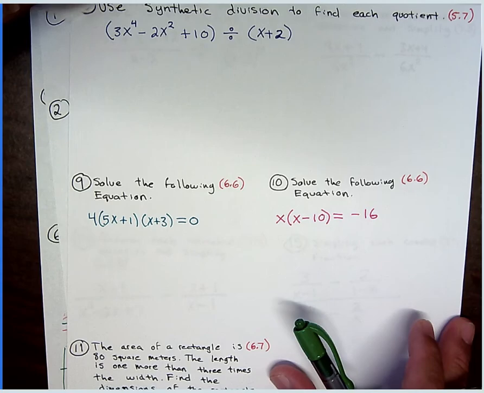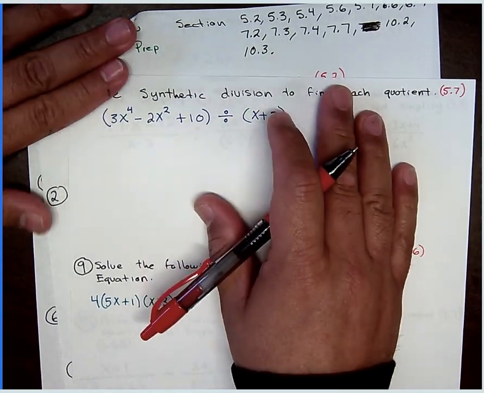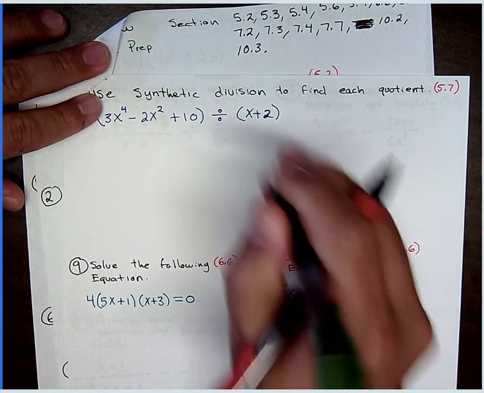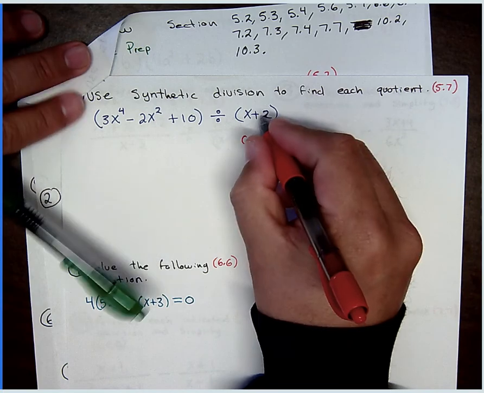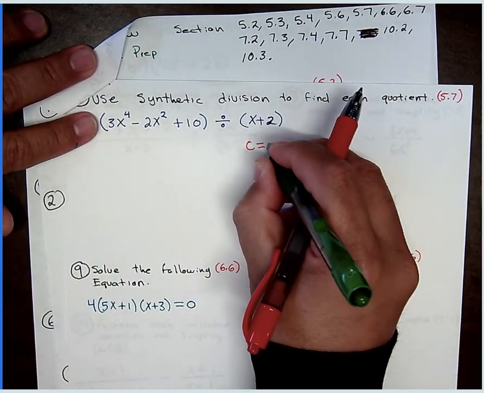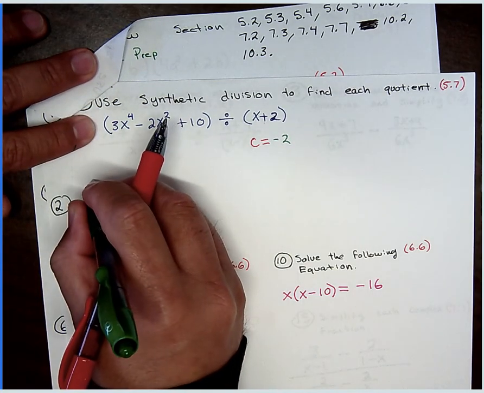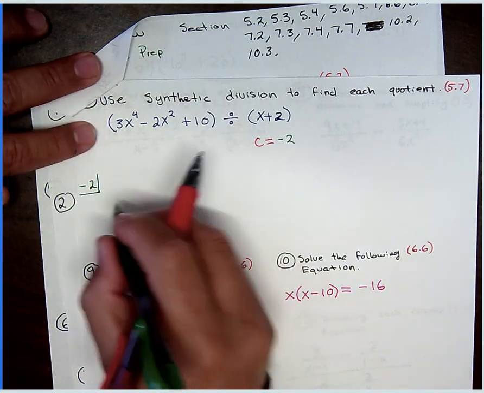So 8, use synthetic division. For this one, we're going to use synthetic division. So we need the C. And the C is always the opposite sign of this. So negative 2. So we're going to put negative 2 here as a C, and then draw a line here.